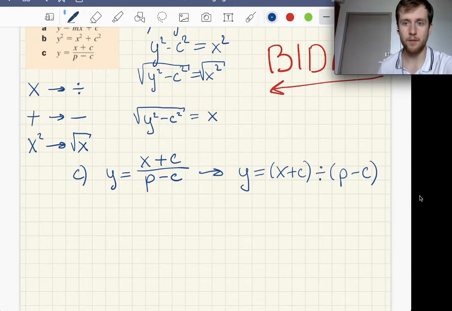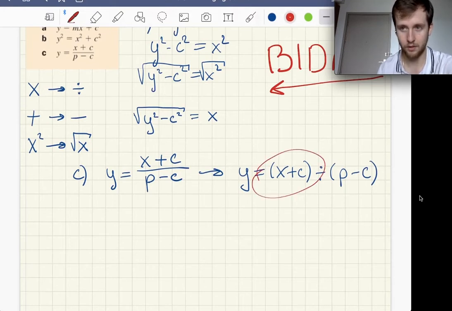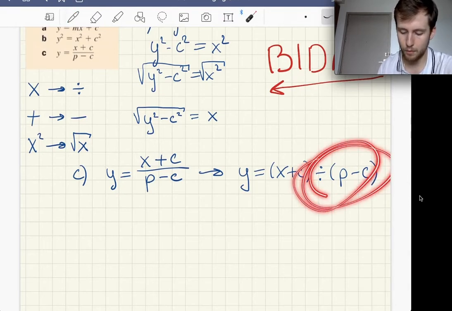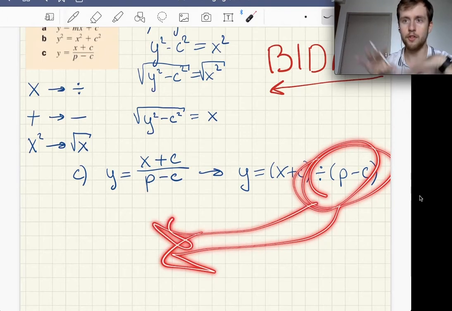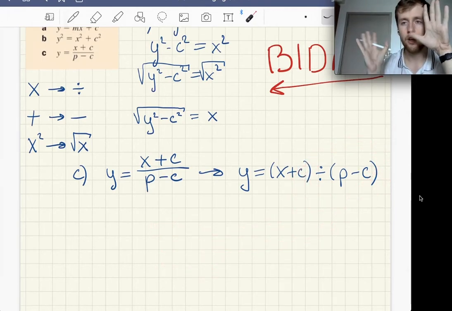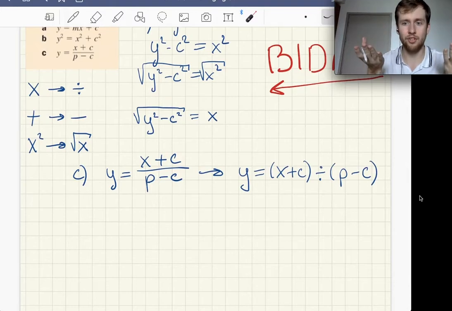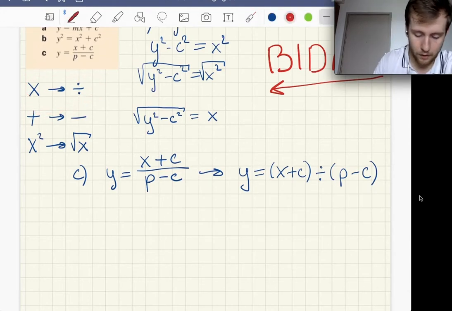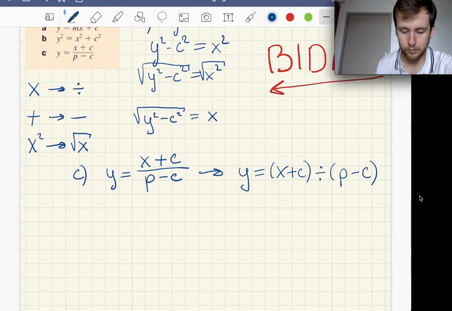And now what we have is two brackets, but one of them has x, so we can't take this one away. So we have to take this whole thing and somehow take it out. How do we do that? Well, it's a division, so to get rid of division, remember, the opposite of division is multiplication. So what we have to do is multiply both sides by p minus c. Okay, I will write it.